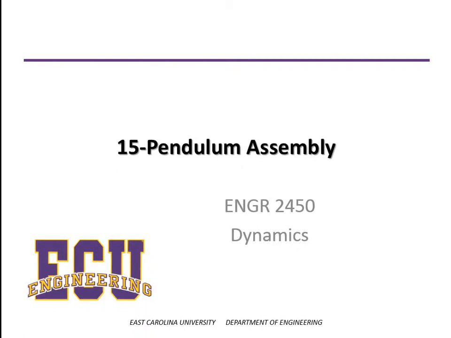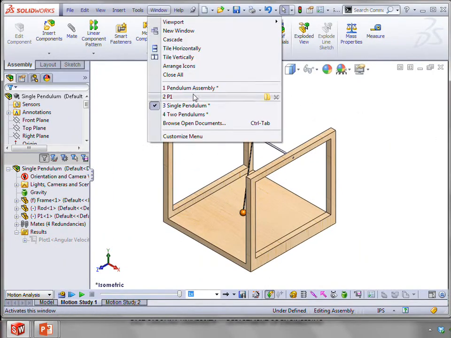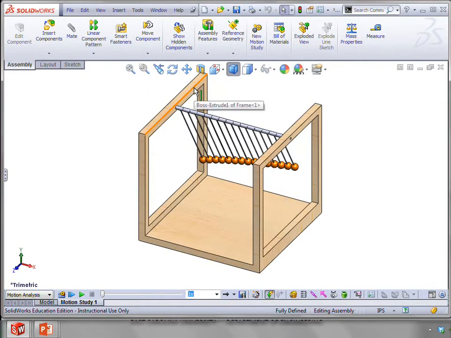In this video we're going to learn a little bit about the motion of pendulums, and we're also going to simulate in SolidWorks an assembly of 15 pendulums, all of which will have different periods. When we release these and look at their motion only due to gravity, we'll see that they make some interesting patterns.